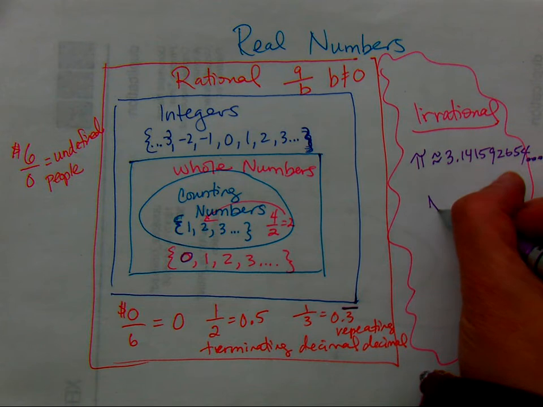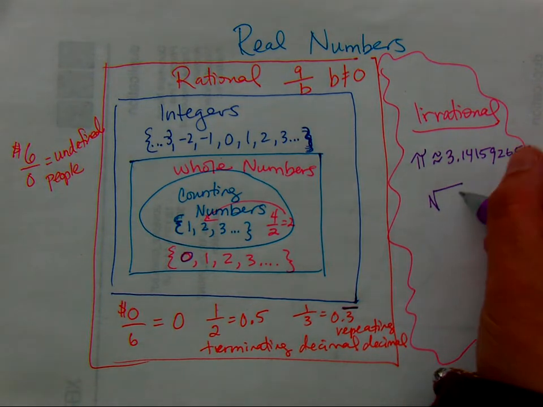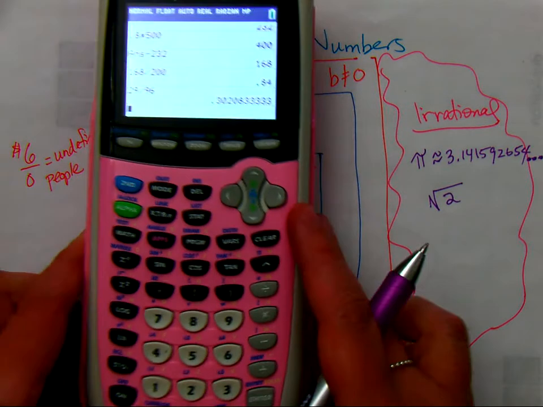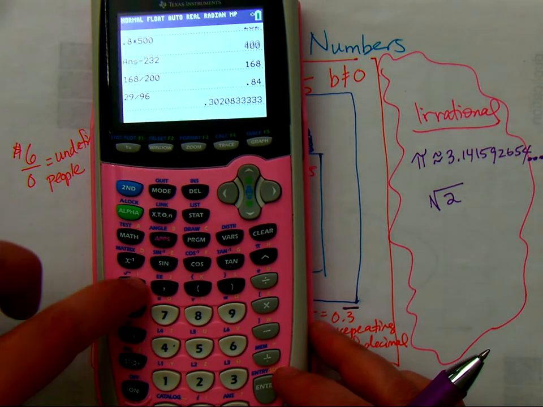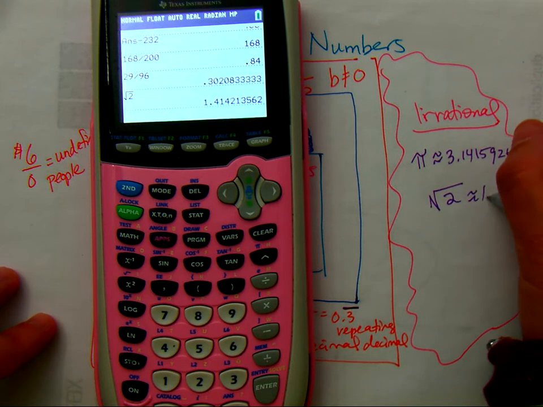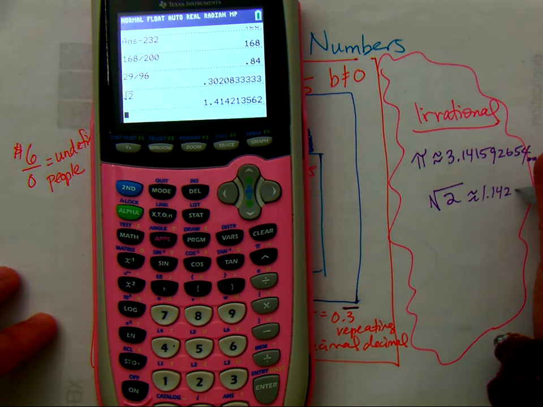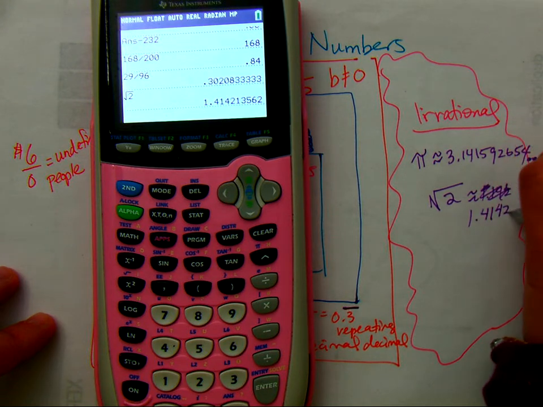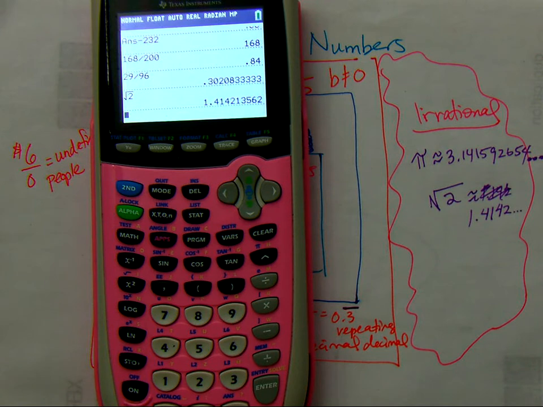Another example of an irrational number would be the square root of any non-perfect square. Square root of 2, and if you do the square root of 2 on your calculator, second square root 2, you would get approximately 1.4142, and again, I have to use an ellipsis at the end because there is not going to be a pattern of repetition to that decimal as well.